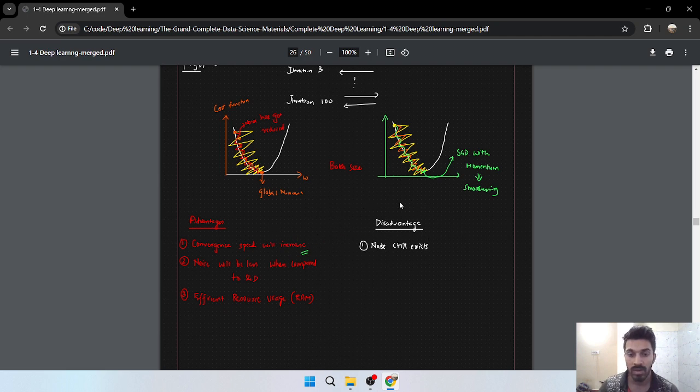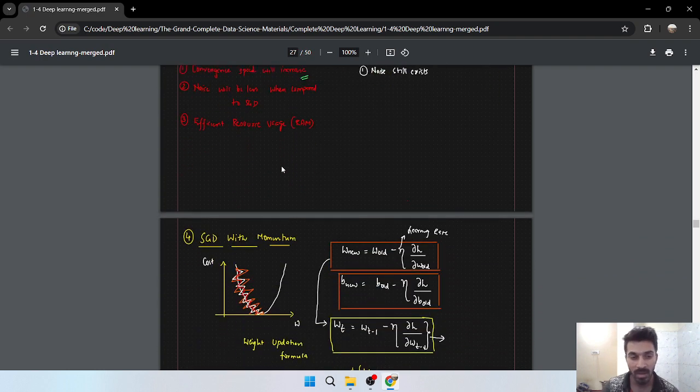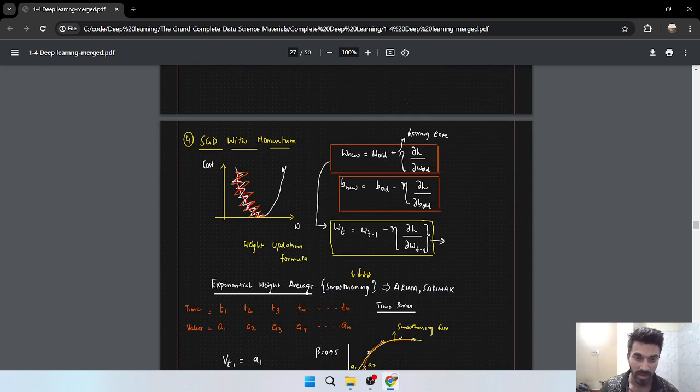Now, what is the disadvantage? Noise still exists. Here we can see we still have some noise. So this is again a problem, we have noise in our data set. So the researchers will not keep quiet again. They will now find another function, which they have named SGD with momentum.